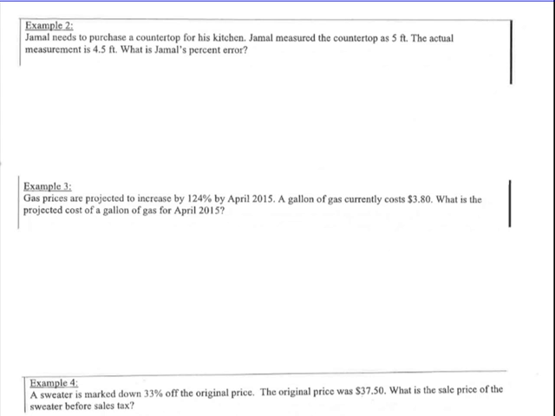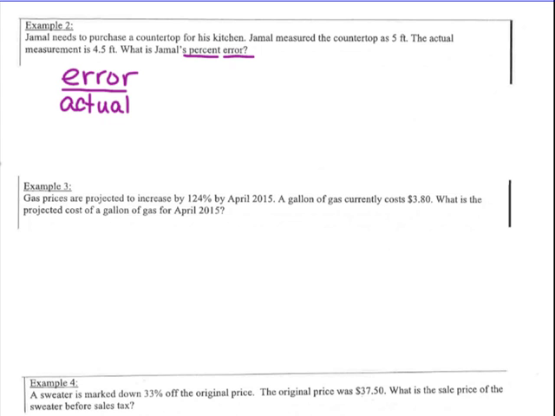So example number 2 says, Jamal needs to purchase a countertop for his kitchen. Jamal measured the countertop is 5 feet. The actual measurement is 4.5 feet. What is Jamal's percent of error? If you remember this, probably don't, it's the error over the actual, and I called it the oops. The oops, how off was he over the actual measurement?